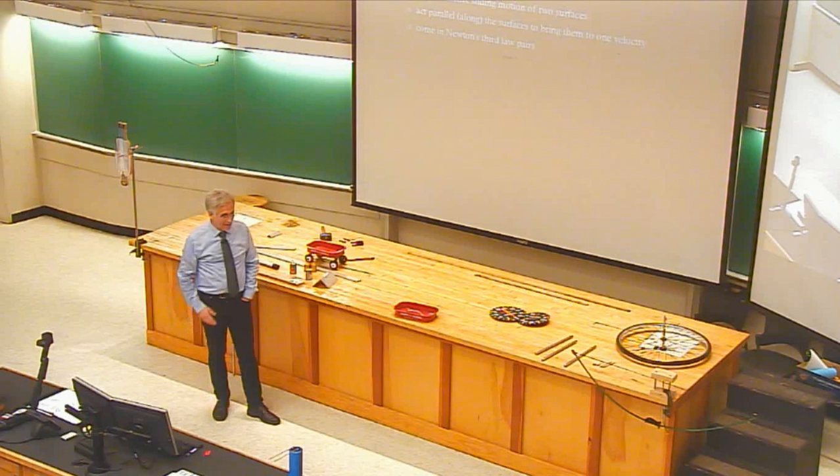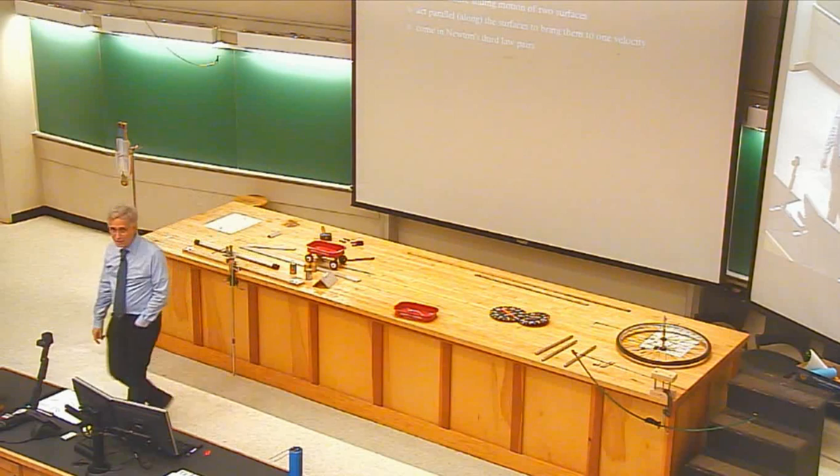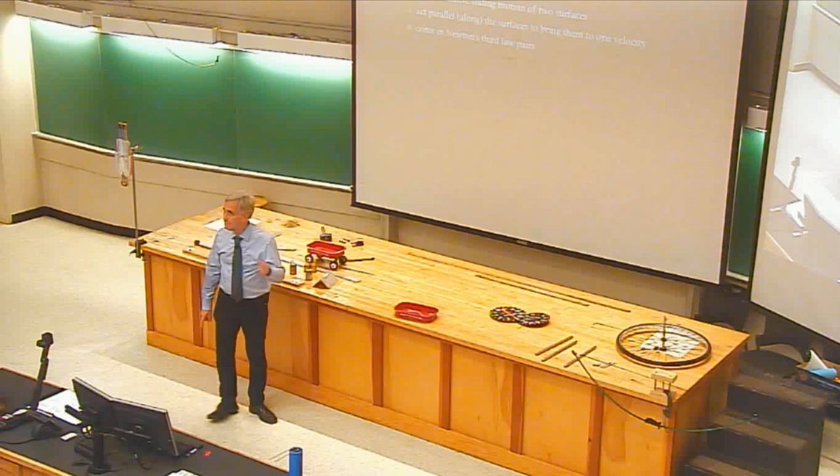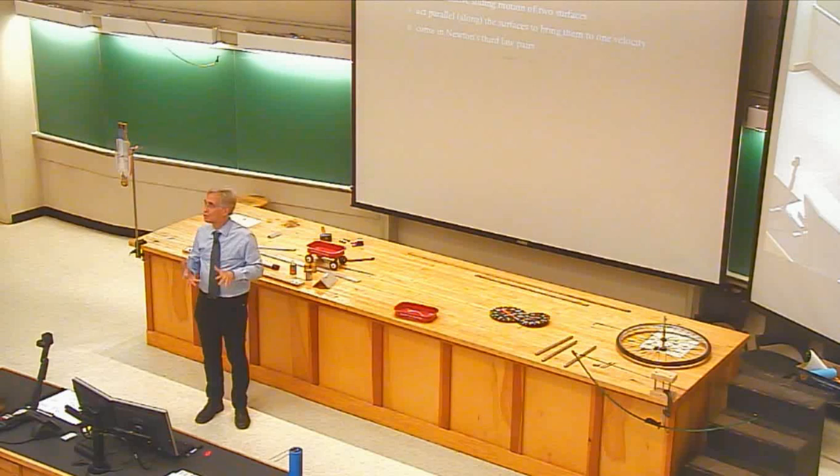So, some observations about friction. First off, it opposes relative motion between two surfaces. In this case, the two surfaces involved are the top of the table and the bottom of the wagon. And what friction is doing is acting to bring those two surfaces to the same velocity.